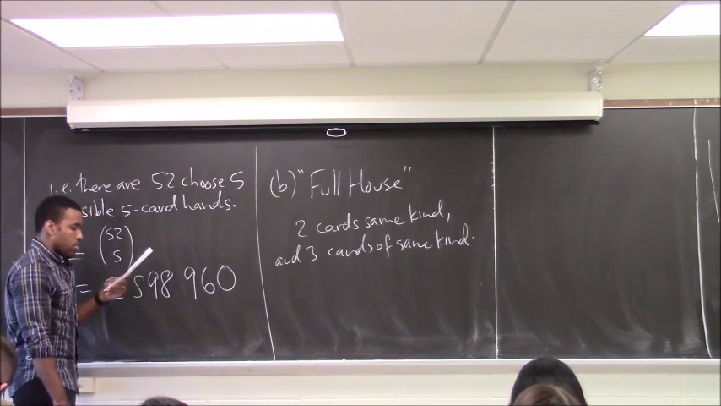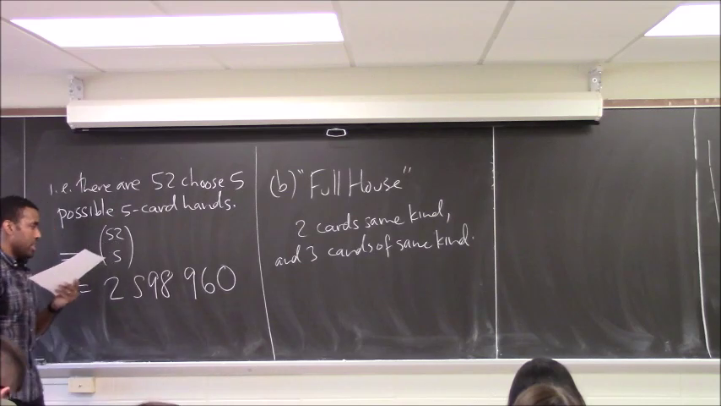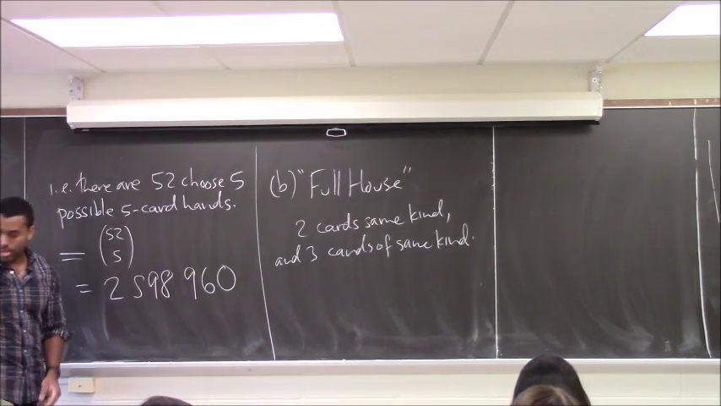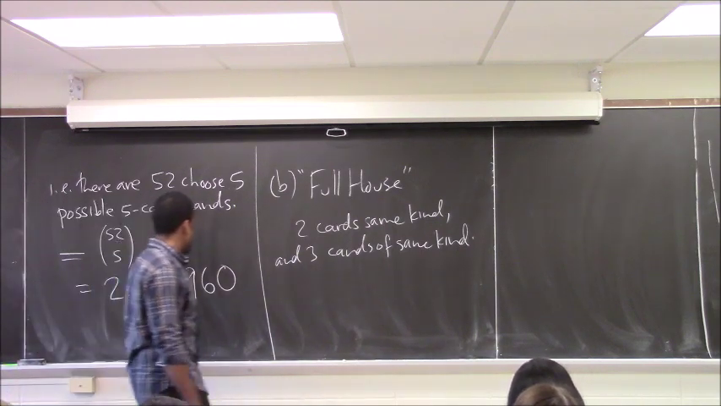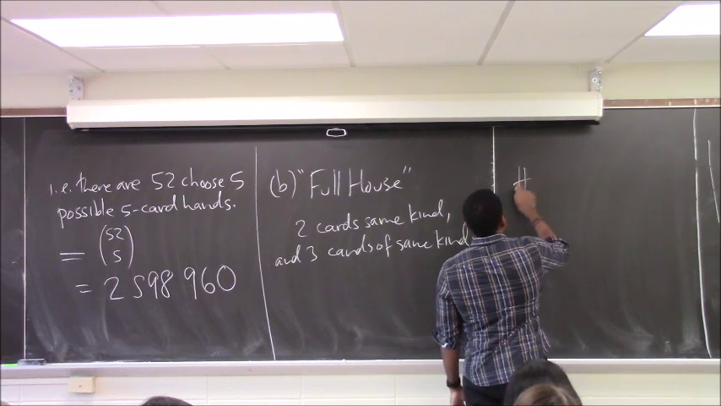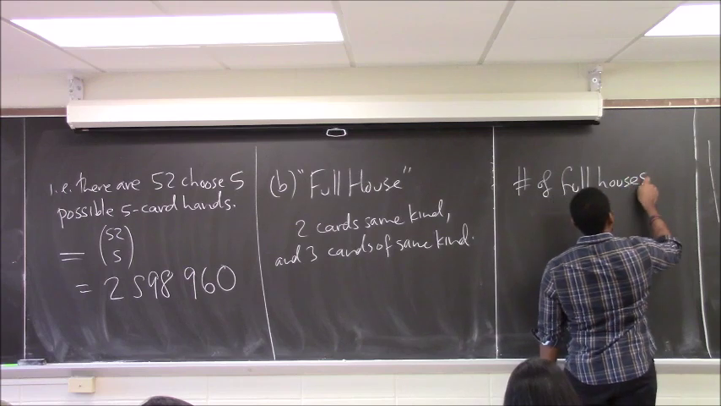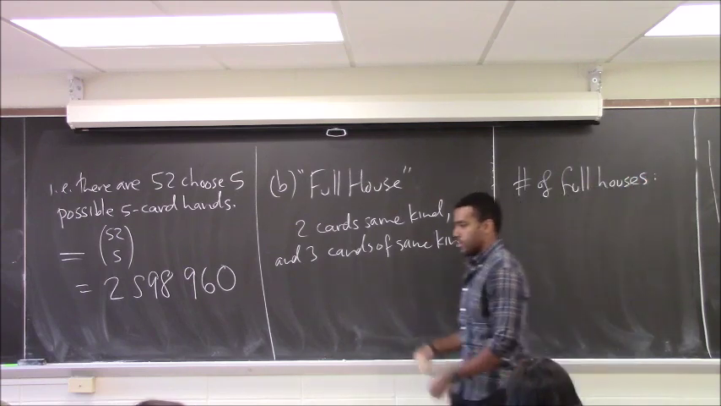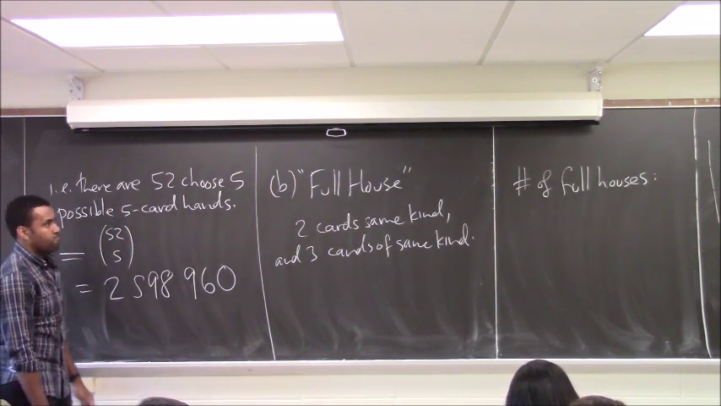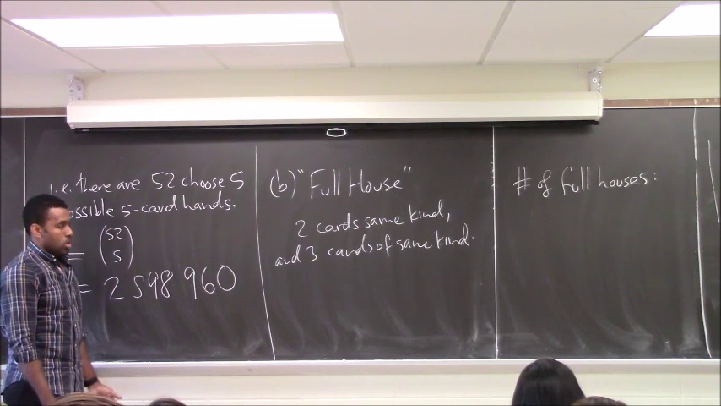Now, of all the possible card hands, there are 2,598,960 of them. How many are full houses? So how many of these card hands is actually a full house? So, number of full houses. Go. What do you think? How are we going to figure that out? Yeah? You can use a combination. Sure.